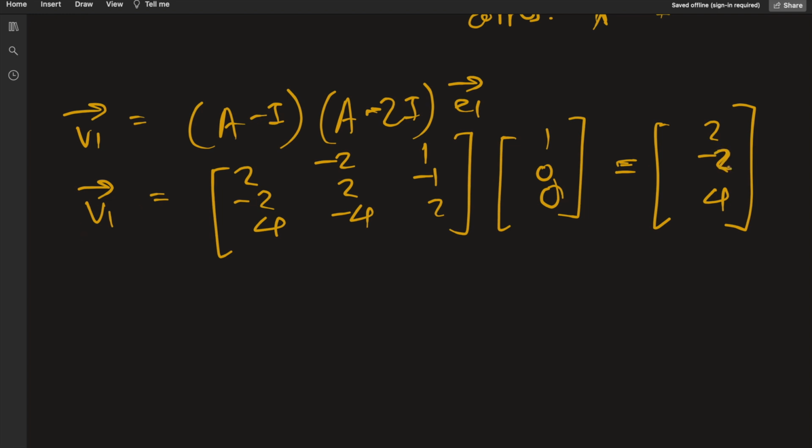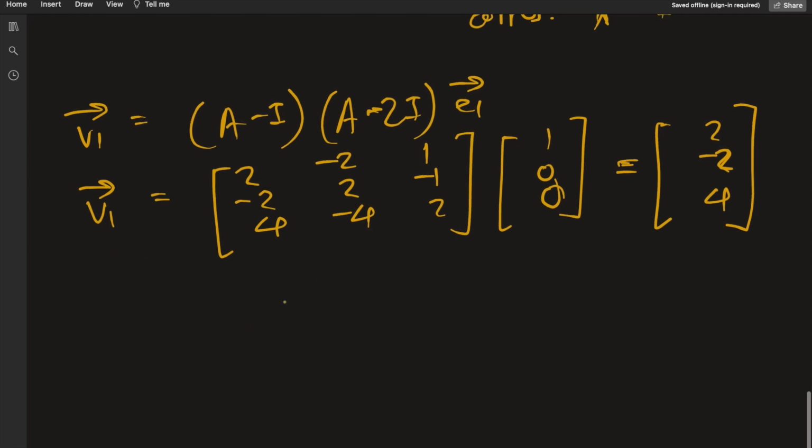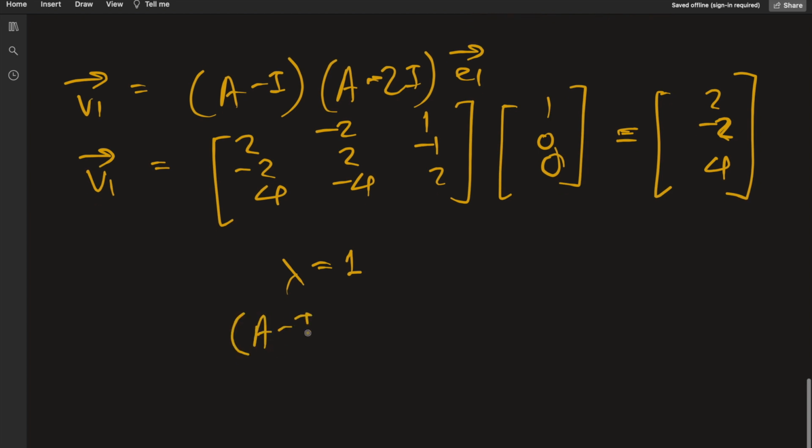Now this idea is more relevant for the second eigenvector calculation that we're going to do, because it seems that we made a mistake somewhere, or it's not helpful at all, but it is. So consider lambda equals 1. Then we can factorize out A minus I and take the bracket of these other terms out.